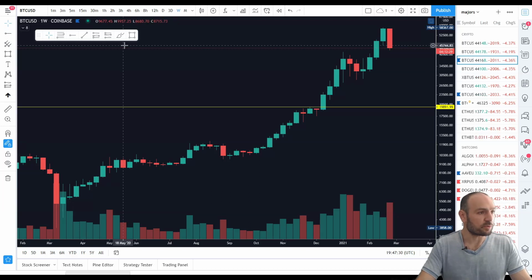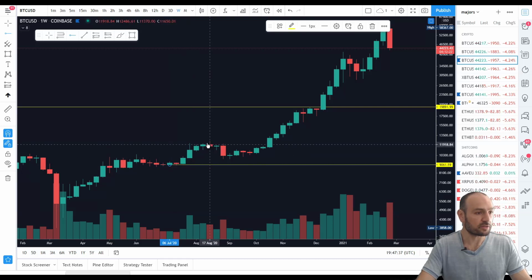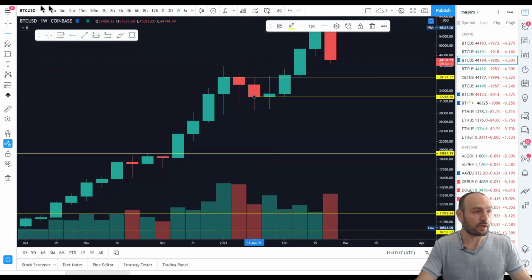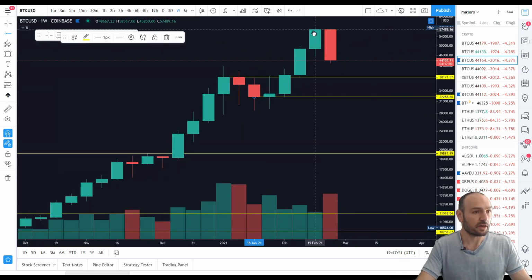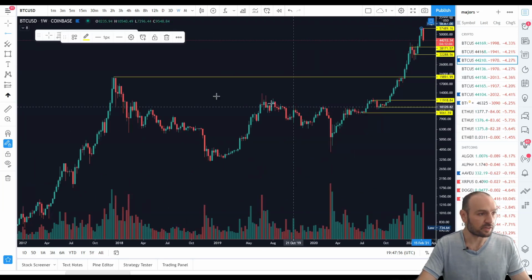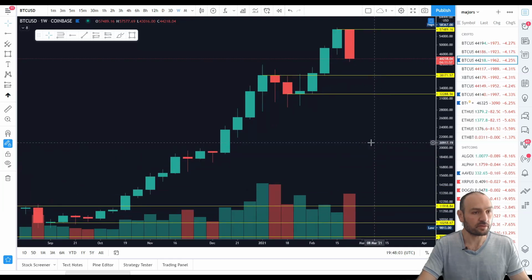What's a trend? What's an uptrend? An uptrend is simply higher lows and higher highs. So for example, here's your low, here's your higher high, here's your higher low, here's your higher high, here's your higher low, and here's your higher high. So on the weekly level, we're in an uptrend very clearly, right?